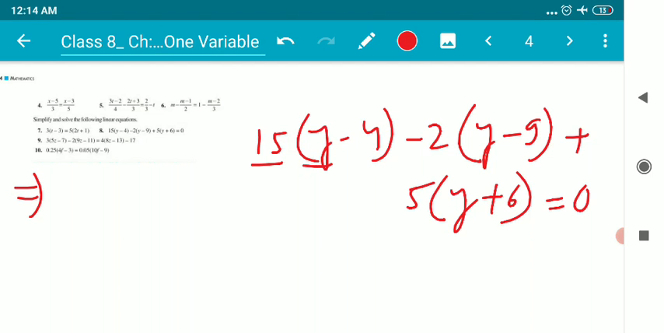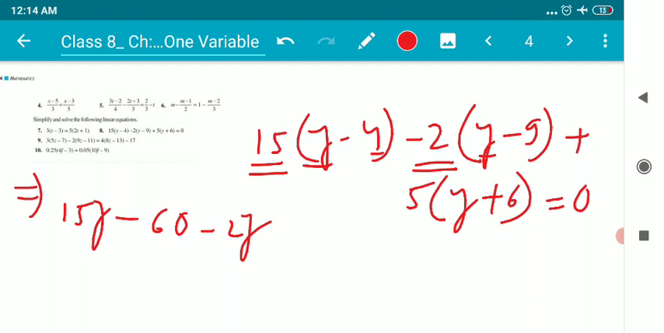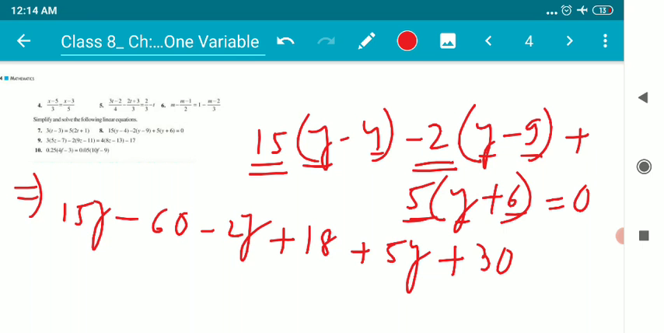15 into y means 15y, minus 15 into 4, minus 60. Again minus 2 into y, minus 2y, minus 2 into minus 9, plus 18. Again 5 into y is 5y, 5 into 6, plus 30. This plus sign is coming from the bracket only. Within the bracket there is a plus sign. Equal to 0.